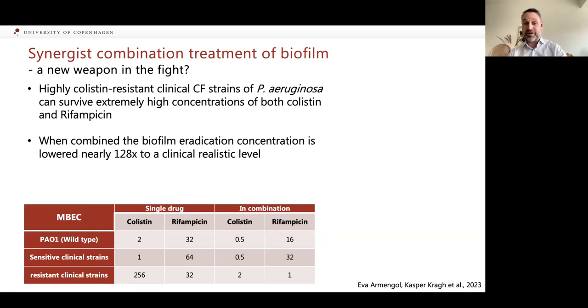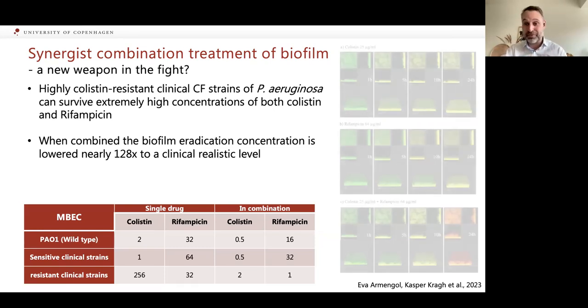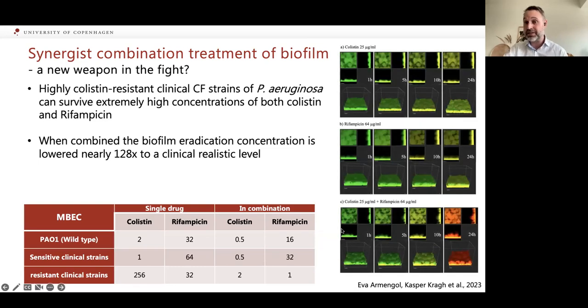So by adding rifampicin, which doesn't really do anything on its own, it opens up the bacteria for this. I've been really wild about this. And we then tried it in this surface attached biofilm assay. And as you see here, colistin on its own doesn't kill anything. Rifampicin on its own doesn't kill anything. Combined, they eradicate the biofilm.